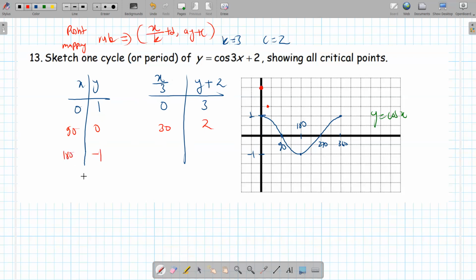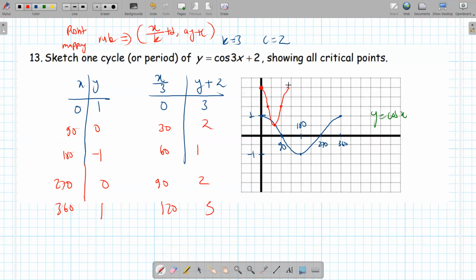180, negative 1. Again, you're going to have these memorized once you do a couple of these. This becomes 60 and positive 1. Okay? Makes sense. And then we can just keep going like that. The next one is 270 and 0 becomes 90 and 2. So it's going to come back up there again. Now you see there's a pattern forming. And then 360 and 1 becomes 120 and 3. So at 120, wherever that is, it's going to be here. It's back up to 3.